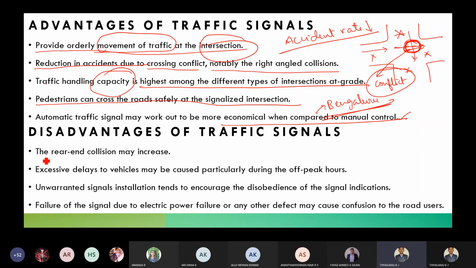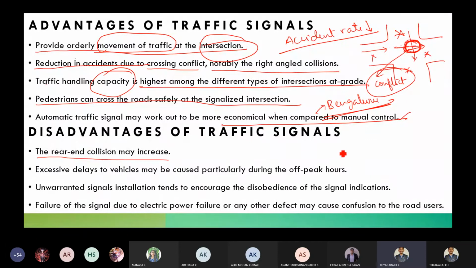The disadvantages: rear end collision may increase, that is, hitting from the backside, a collision from the backside of the vehicle. It may increase because of the traffic signal. Why? Because the sudden indication of the signals at the intersection leads to rear end collision.